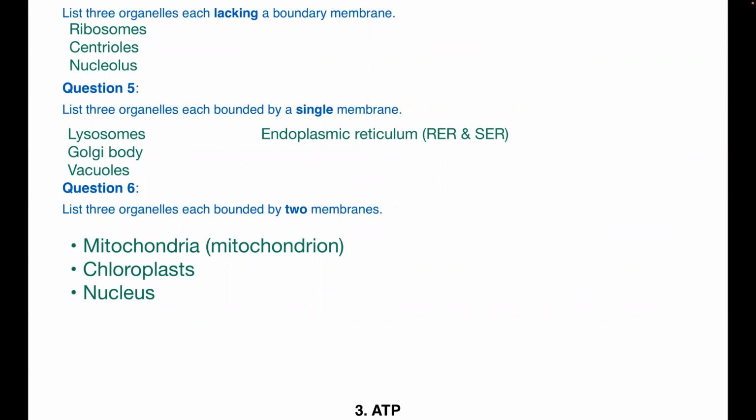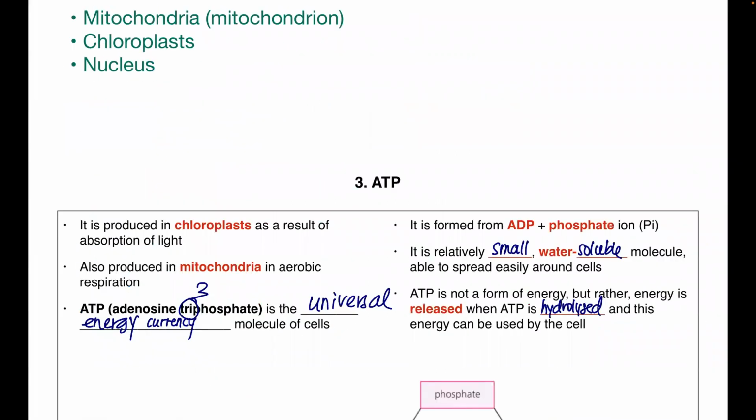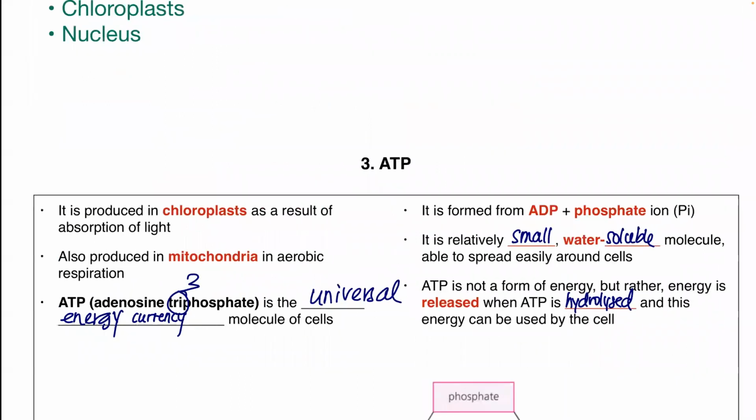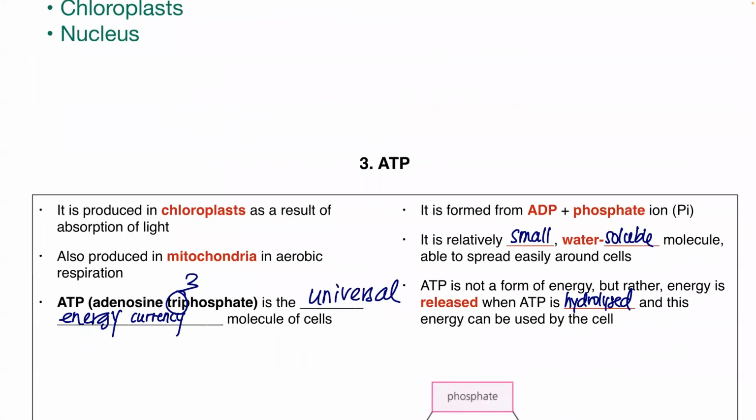So ATP, generally in plant cells, can be produced in the chloroplast mainly during photosynthesis. And of course in mitochondria, which are in animal cells and in plant cells as well. So it's found in both animal cells and plant cells.